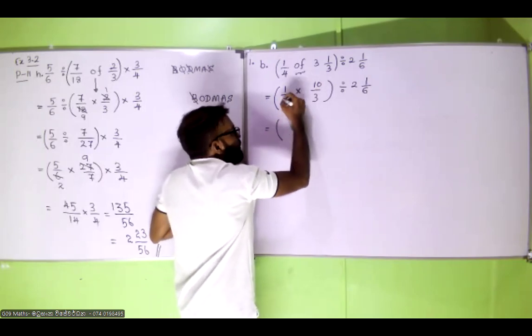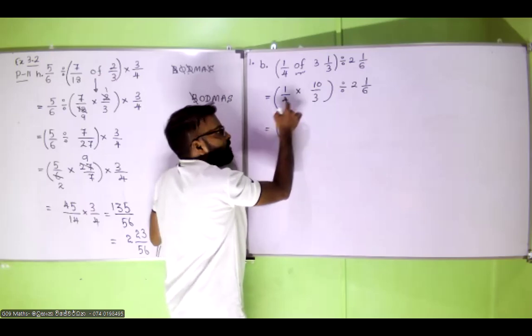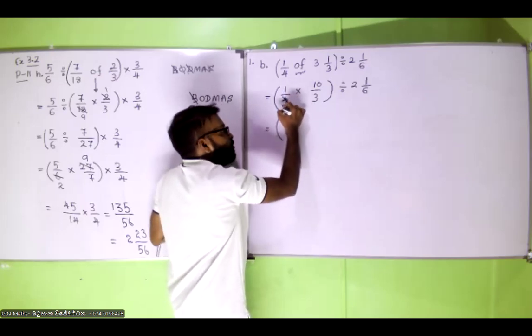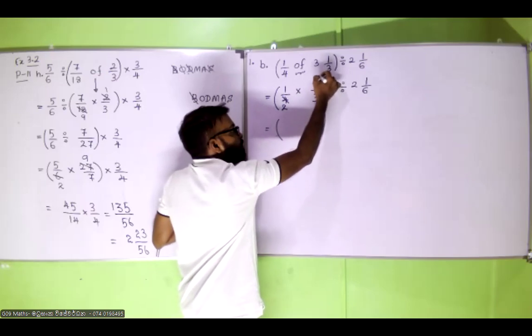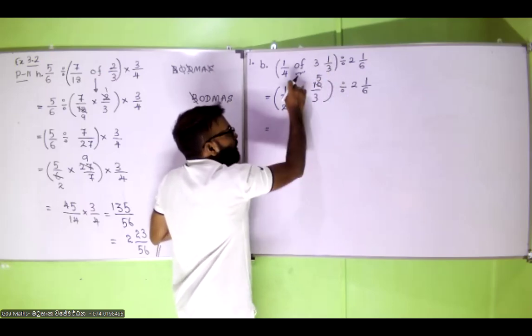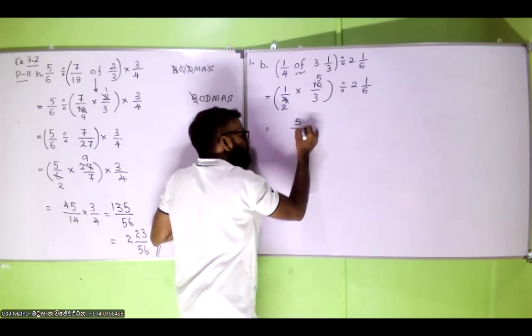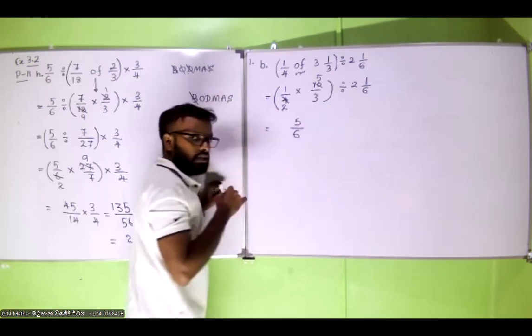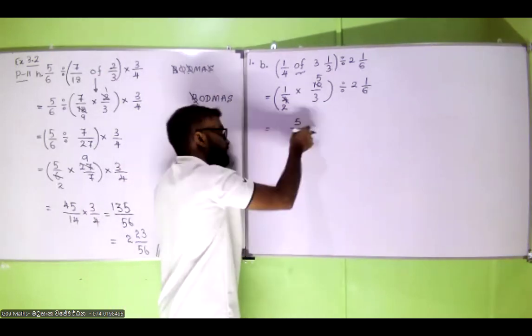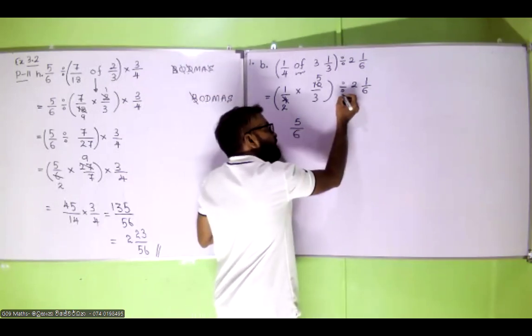Here, numerator you have 10, denominator you have 4. So you can simplify this 4 by 2 times 2, this 10 by 2 times 5. Right? So now 1 times 5, 5. 2 times 3, 6. Now this is a single fraction, so I am not going to put a bracket. Right? Okay. Then here you have a division.